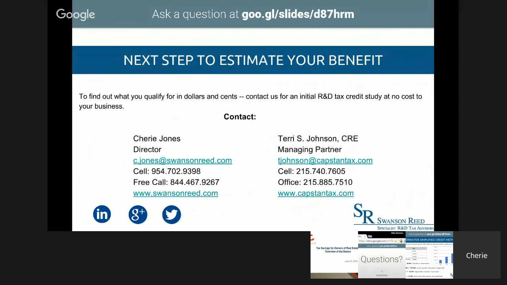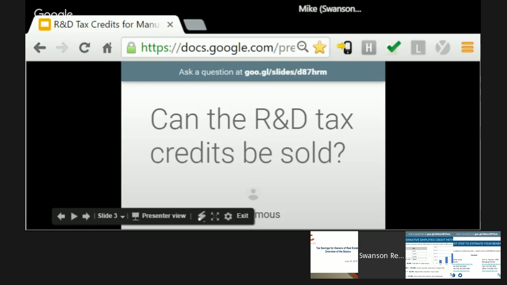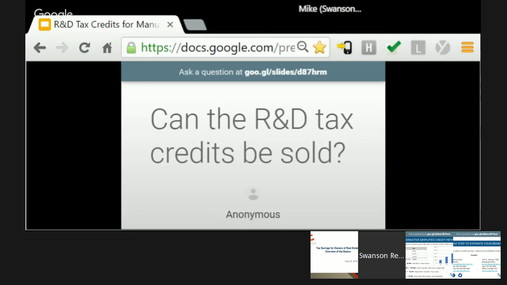Now, before we move along to the cost segregation portion, I did see a couple of questions come in that I'd like to take a moment to address right now. They're R&D related questions. First question, this is an excellent question. Can the R&D tax credit be sold?